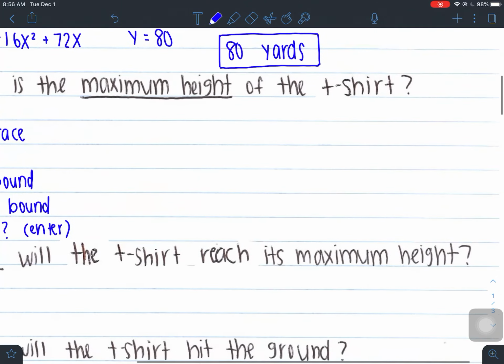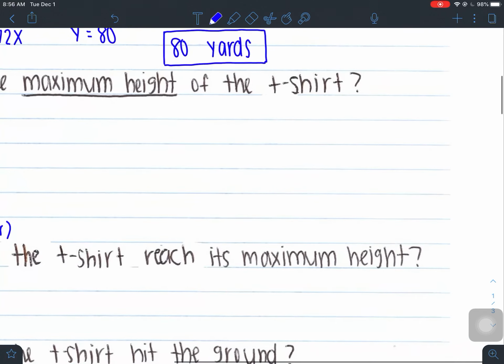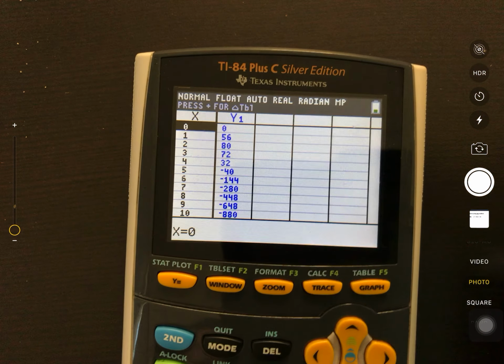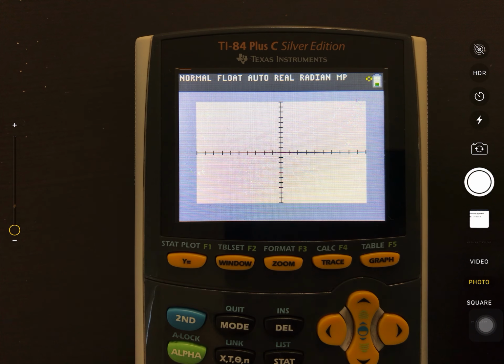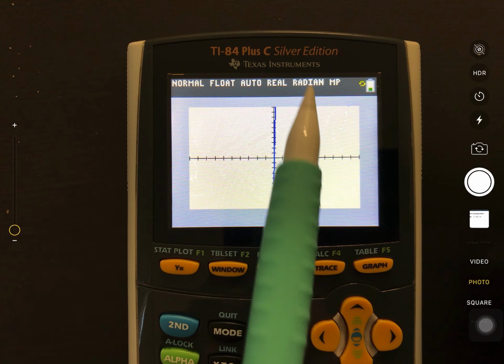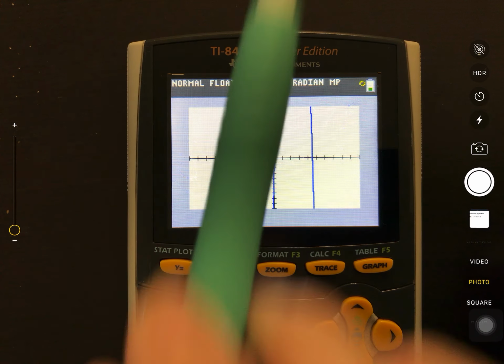Okay, so we're going to find the maximum height of this T-shirt. So I'm going to go to my calculator. So here's my calculator, here's my table. I'm going to hit graph here, and I'll show you what that looks like. You'll see that the parabola shoots up, and then it goes back down. So it goes up and then back down.